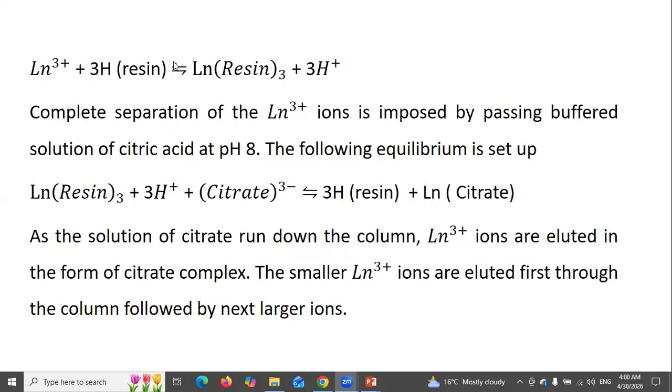Complete separation of lanthanide ions is imposed by passing the buffered solution of citric acid at pH 8. The following equilibrium is set up: lanthanide, resin. As the solution of citrate runs down the column, lanthanide ions are eluted in the form of citrate complex. The smaller lanthanide ions are eluted first through the column, followed by the next larger ions.